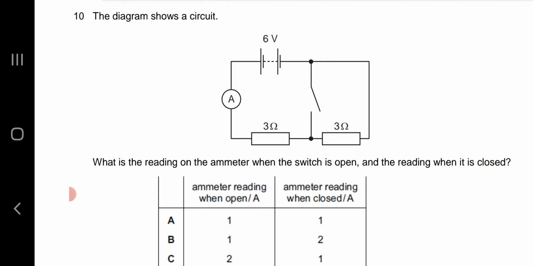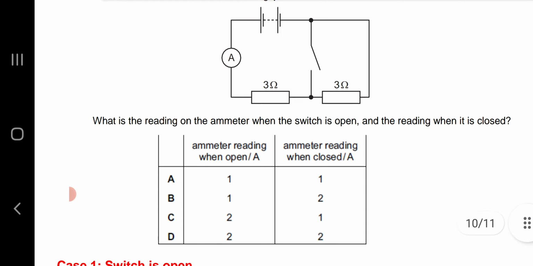After closing the switch, the current will only flow through one 3 ohm resistor, and as the resistance has become half, the current will be doubled. I is equal to V over R, 6 over 3 is 2 ampere. So ammeter reading when the switch is open is 1 ampere, and when the switch is closed is 2 ampere. So it's option B.